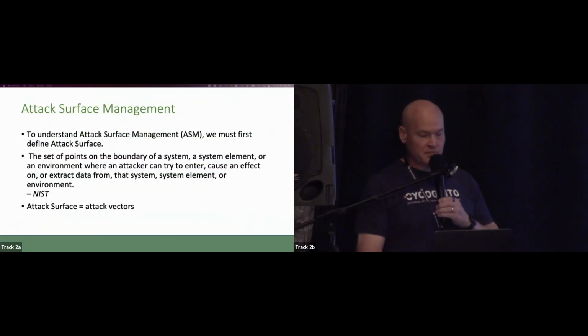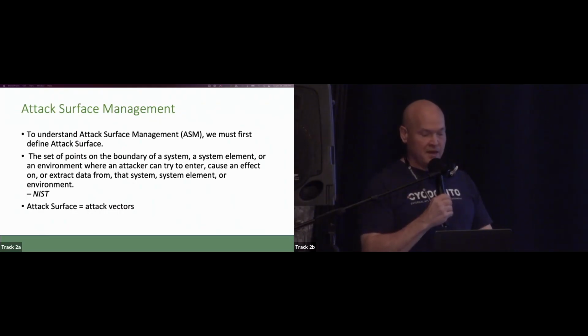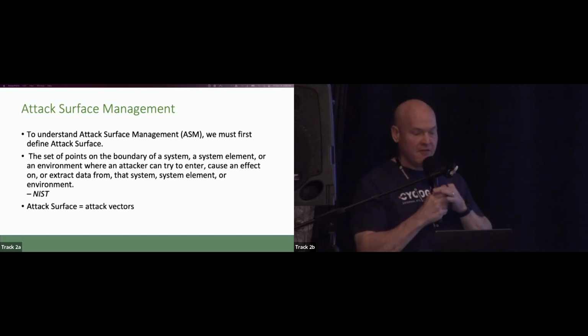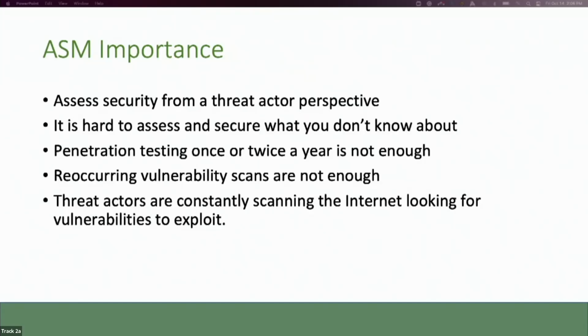So to get down to business, attack surface management. To understand the attack surface, we must first define attack surface. According to NIST, this is the points on a boundary of a system element or environment where an attacker can try to enter, cause an effect on, or extract data from that system element or environment. Plainly defined, attack surface is the attack vectors in that environment. And so the importance of attack surface management is that it assesses security from a threat actor perspective. It's hard to assess and secure what you don't know about.